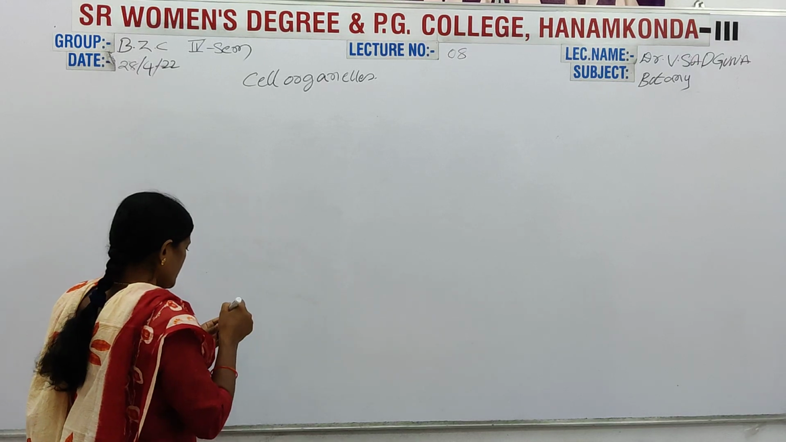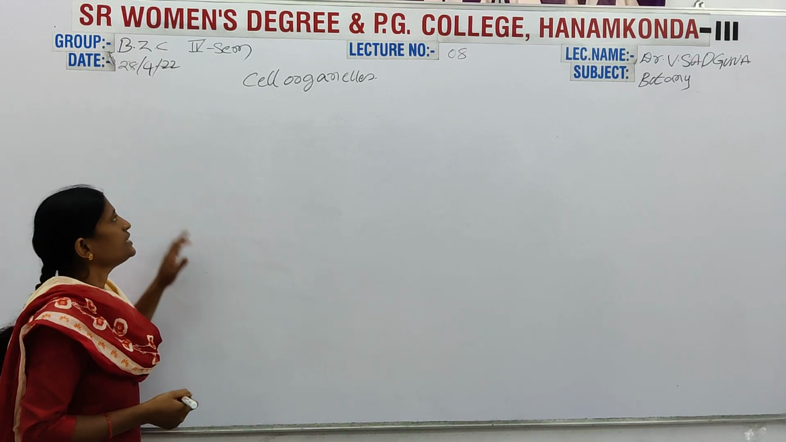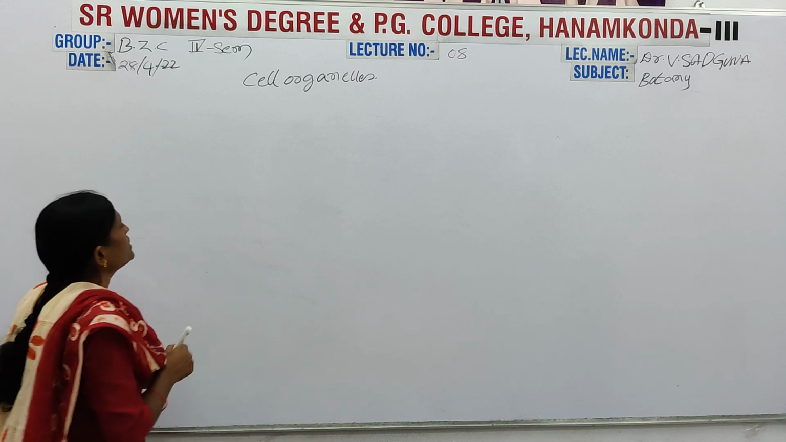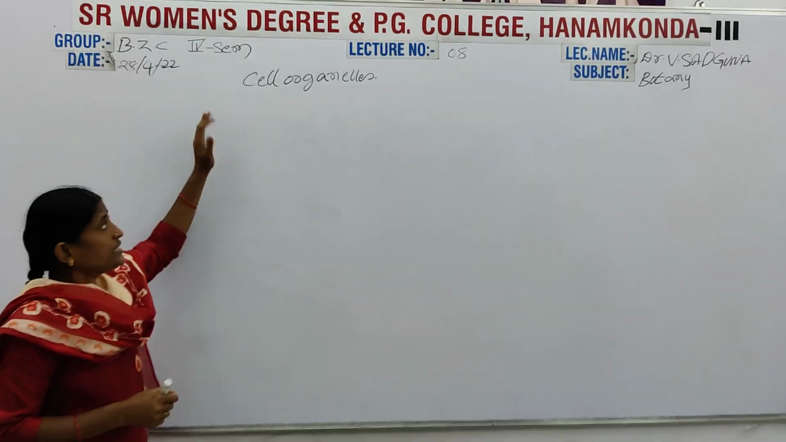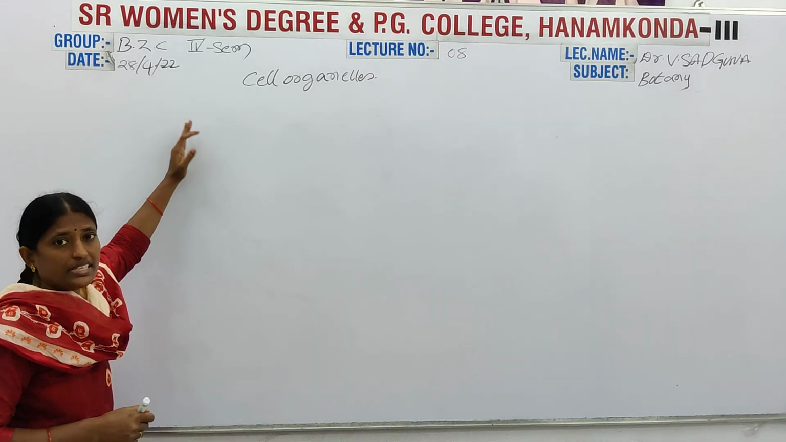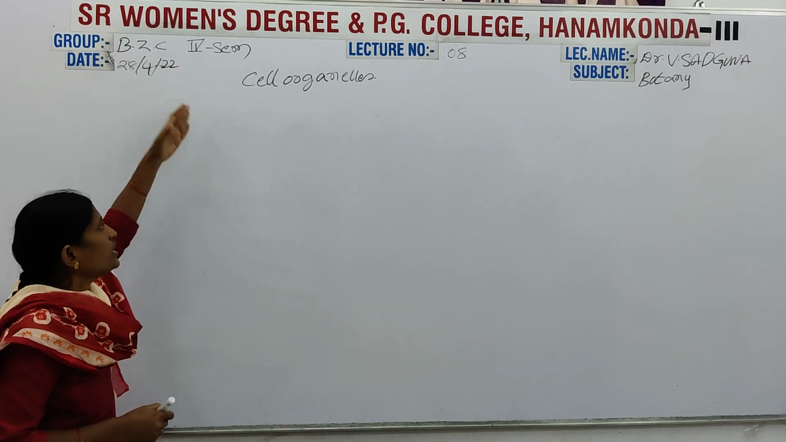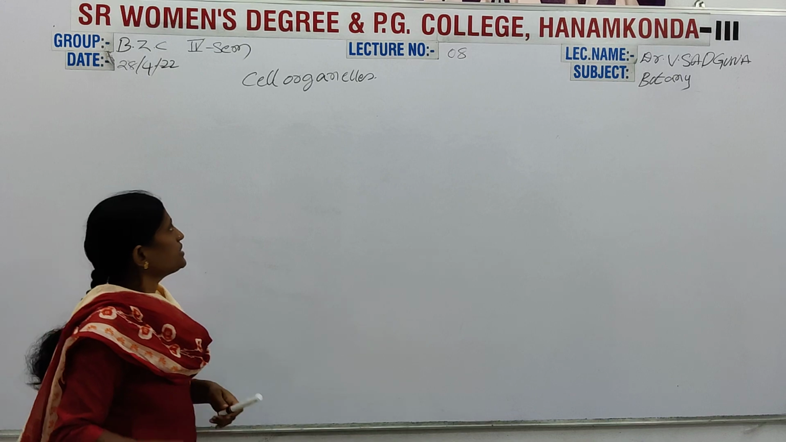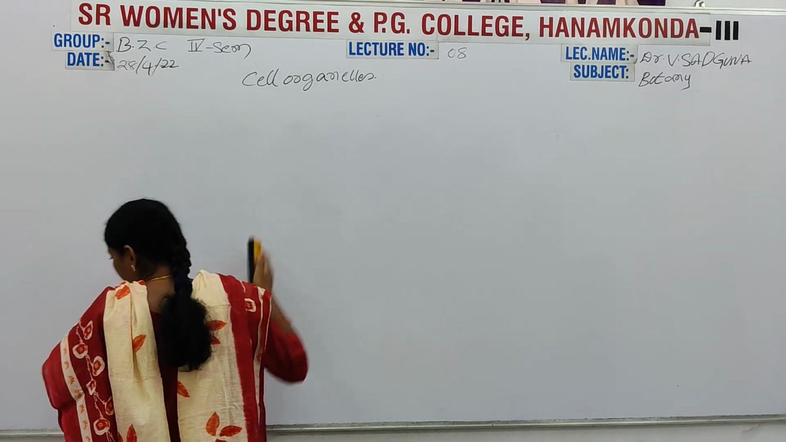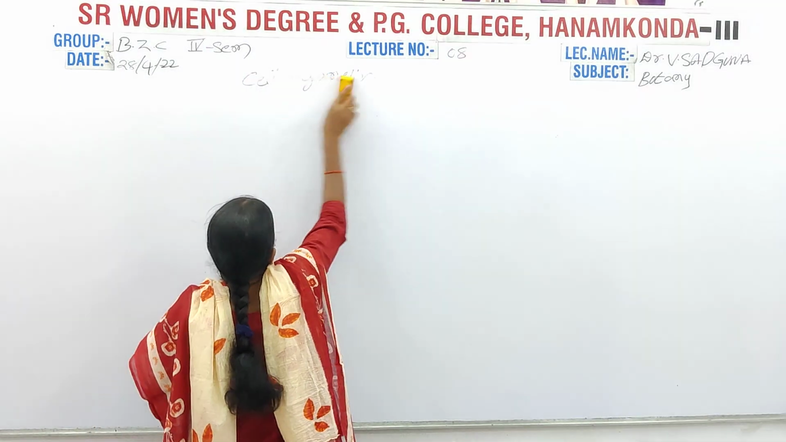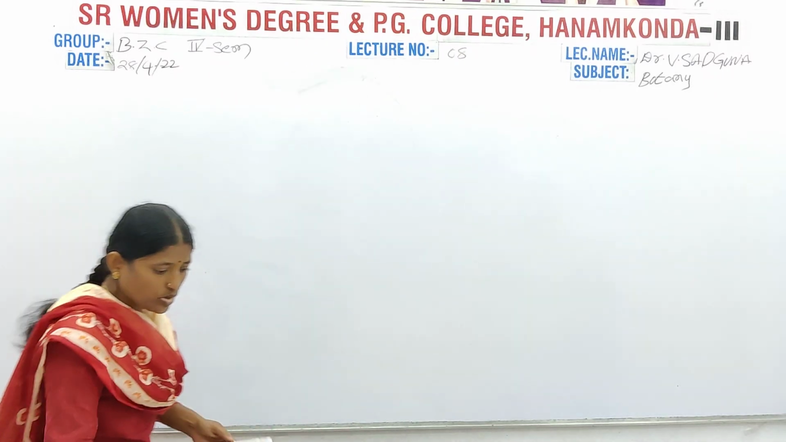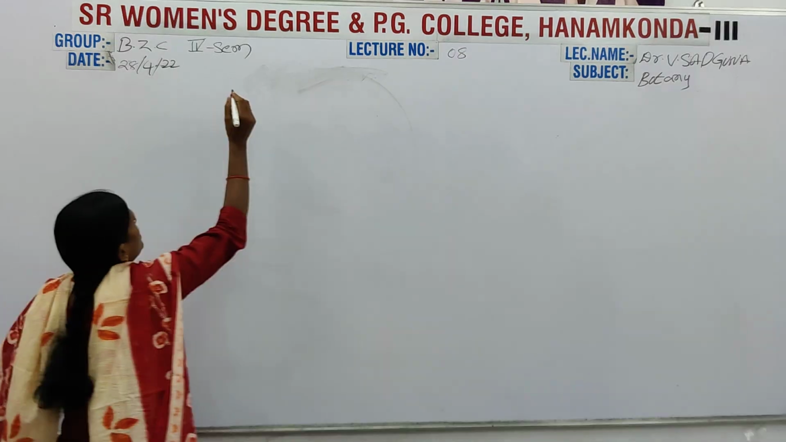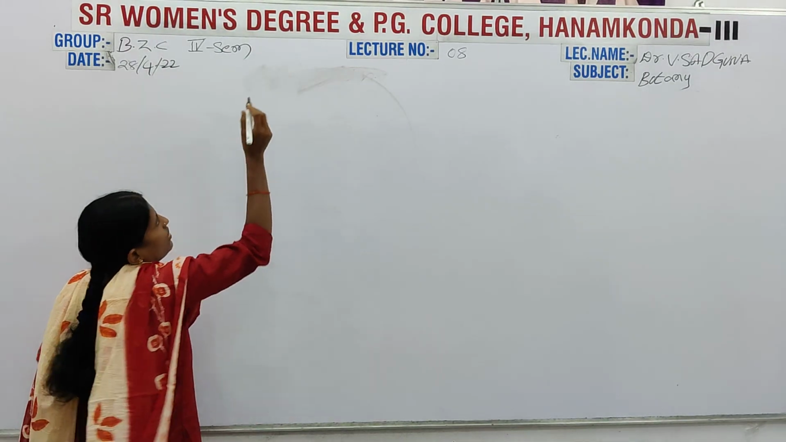Then cell organelles are of different types. That is, mitochondria and plastids. These are the general types of cell organelles. Another kind of variation is the different types of cell organelles, that means endoplasmic reticulum, Golgi complexes, ribosomes, lysosomes, peroxisomes. These are also different types of cell organelles.